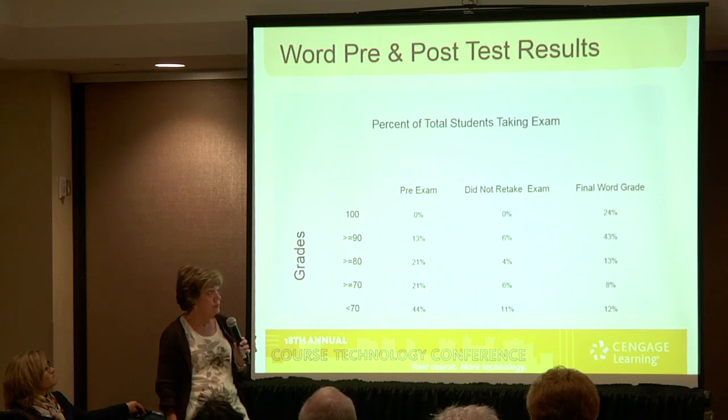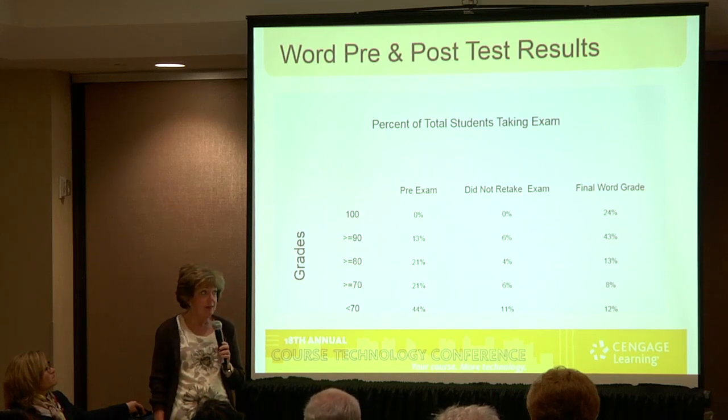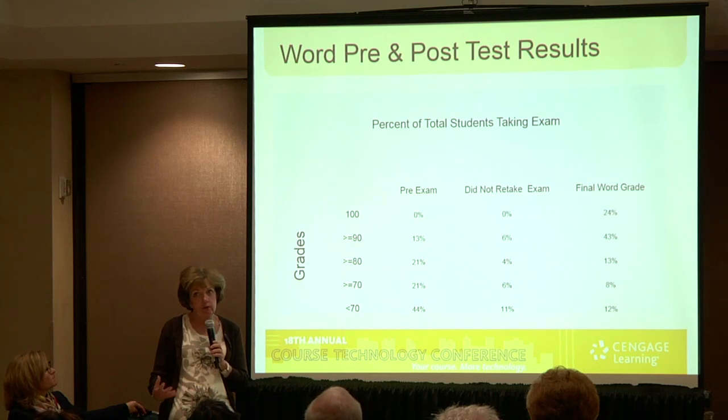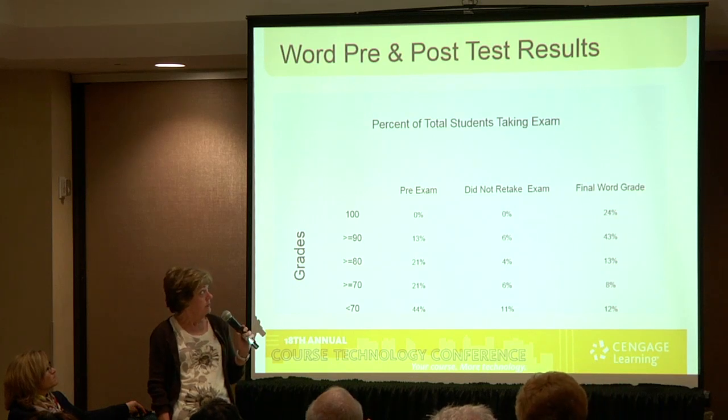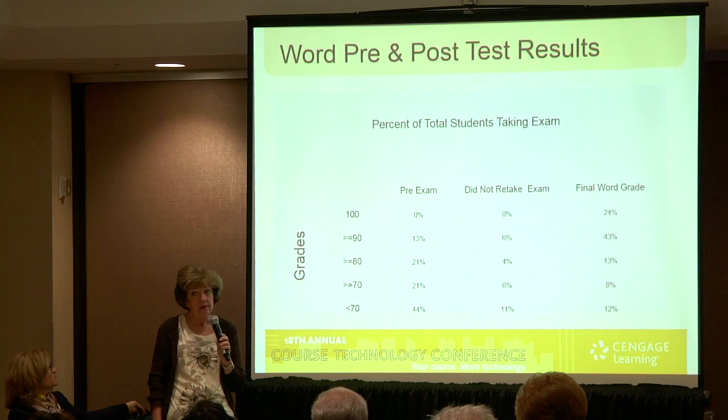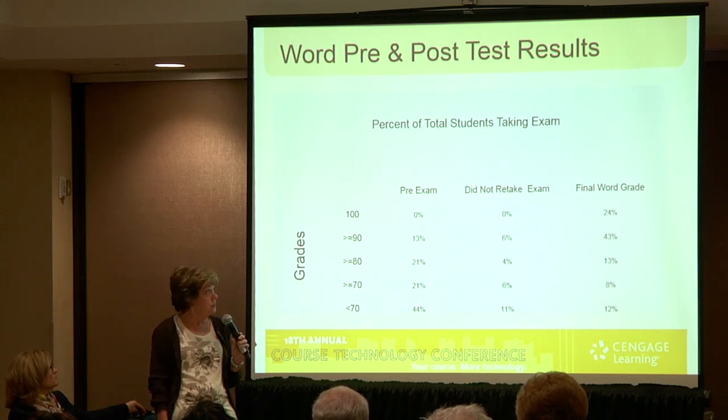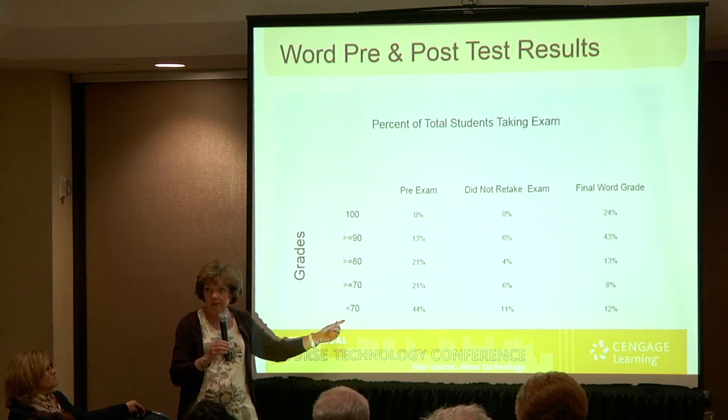I wanted to tell you some results. This table may look a little bit fuzzy, but this is Word, probably where most students feel like they know the most. We give the pretest, and as you can tell, 13% of ours had a grade of 90 or above. 21% that took it had a grade of 80 or above, but more importantly, 44% basically failed the pretest.